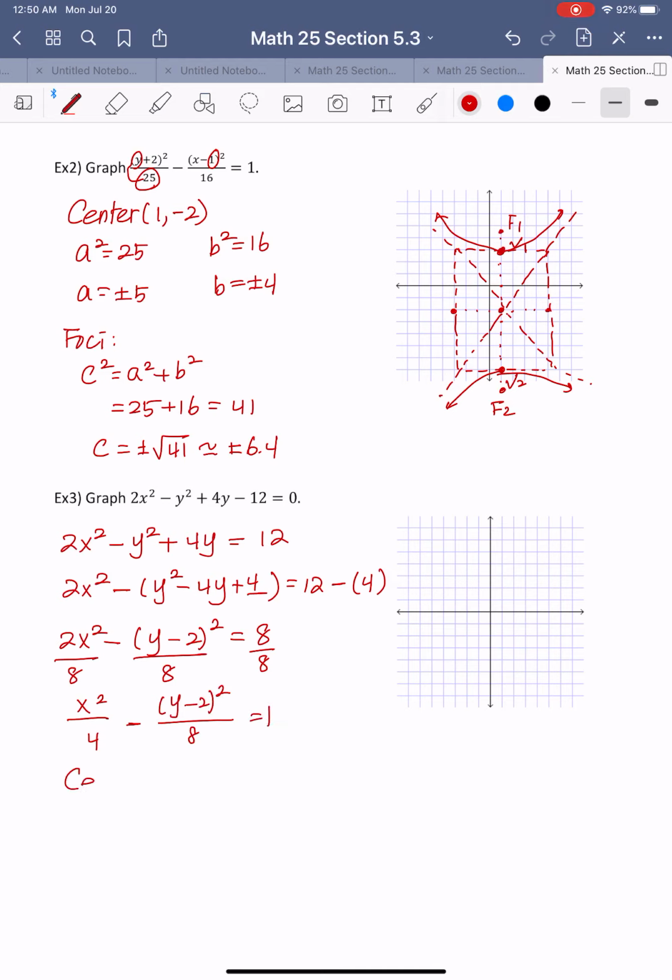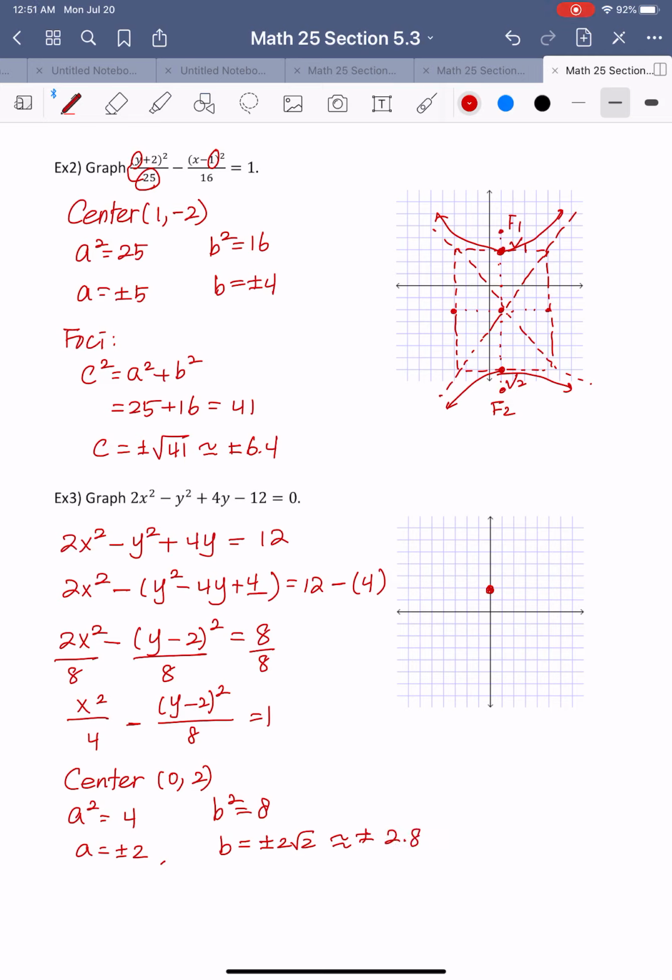Okay, so the center is 0 and 2, right here. And then a squared, of course, is 4, so a is plus or minus 2. b squared is 8, and b is plus or minus 2 radical 2, so approximately 2.8.